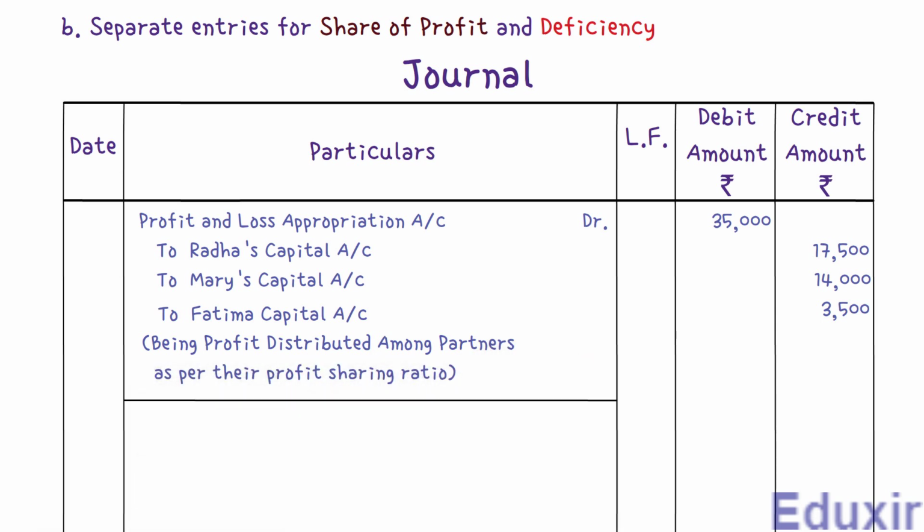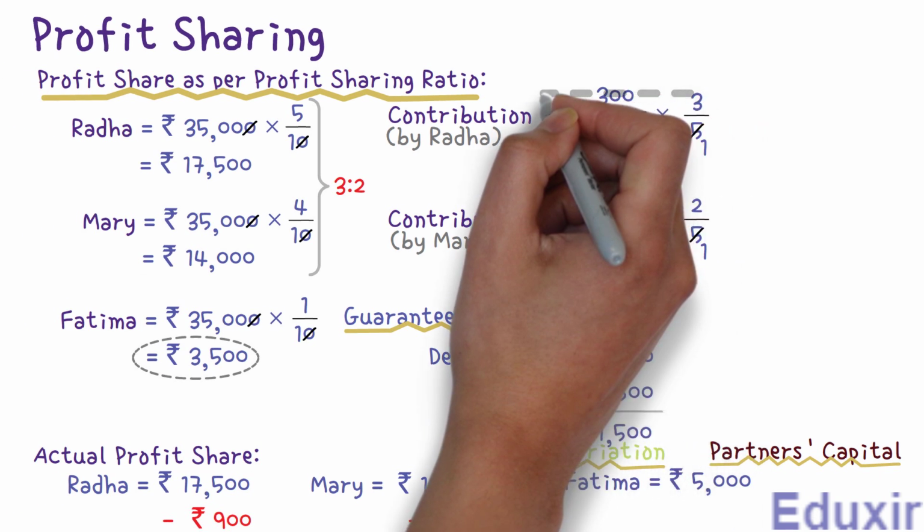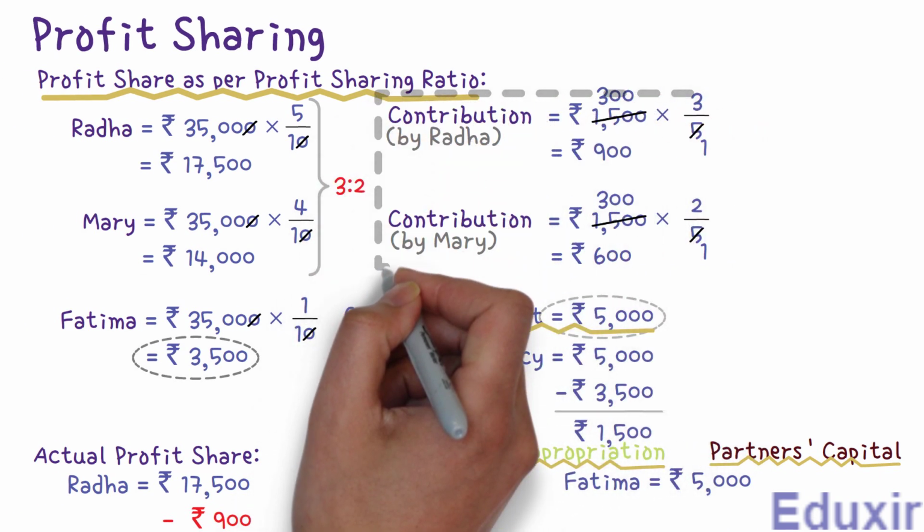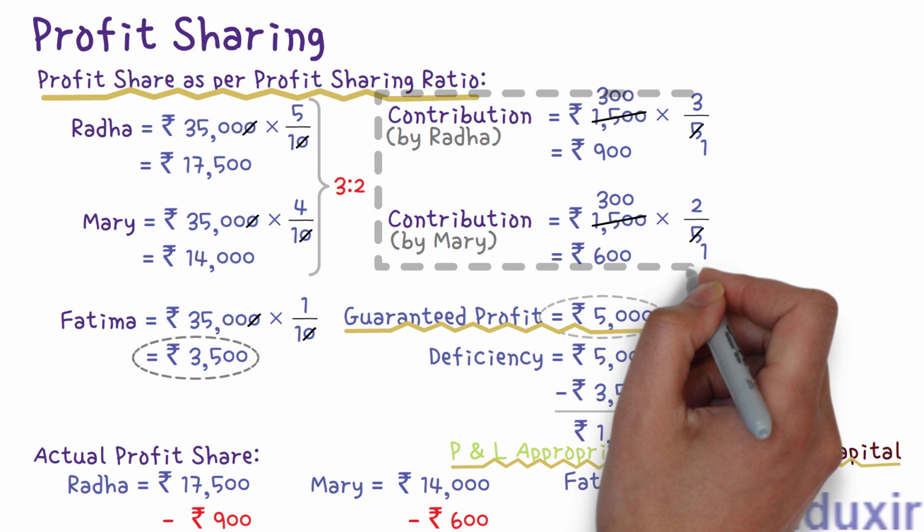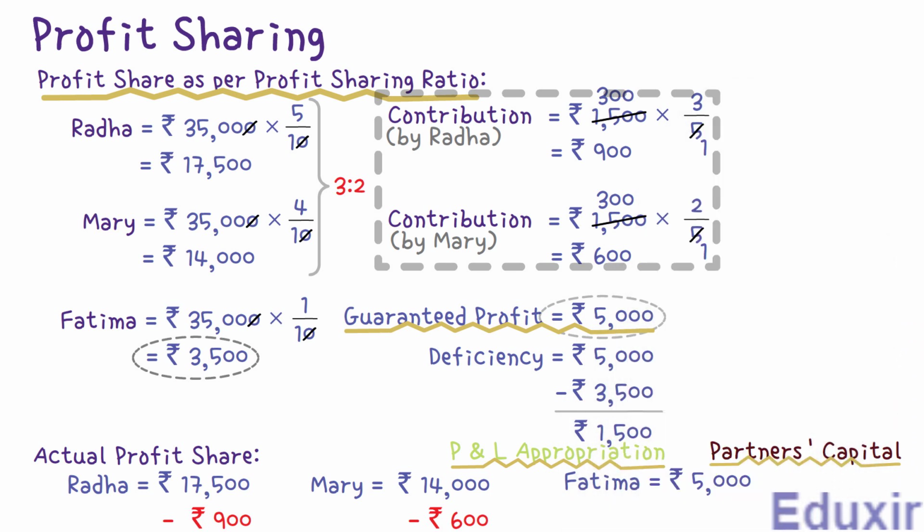Now, the next step would be to record the entries related to the adjustments for the deficiencies. See, as both the partners Radha and Mary are giving away part of their profit share to contribute to the partner Fatima's guaranteed profit amount, their capitals will be reducing. See, we have already added the profit share to their capital accounts. So, their profit is now part of their capital accounts. That's why I'm saying that their capitals will be reducing.